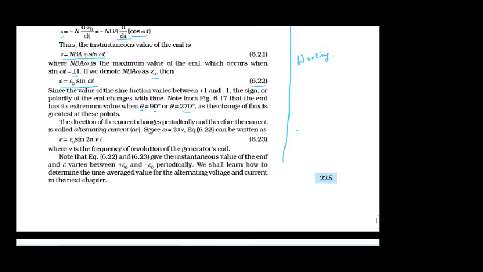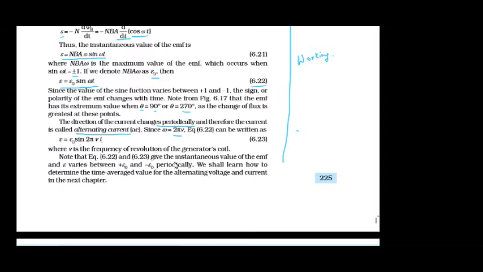The direction of the current changes periodically, and therefore the current is called alternating current. So periodically the direction changes, so it is called alternating current. Omega is equal to 2 pi nu. So we can write E is equal to E naught sine 2 pi nu t. We have put the value of omega here, 2 pi nu, where nu is the frequency of revolution of the generator coil.